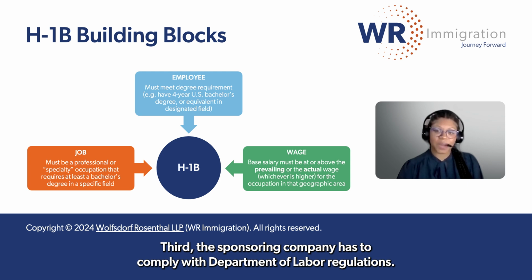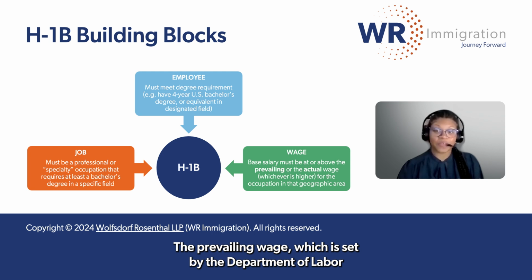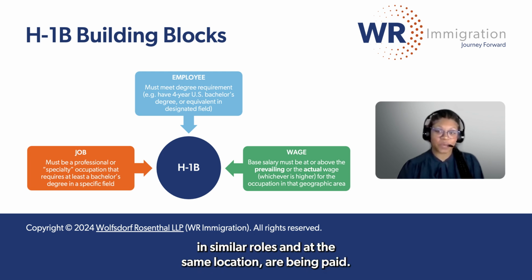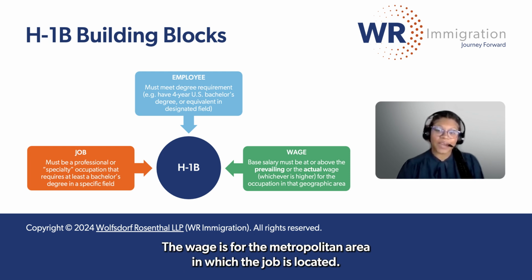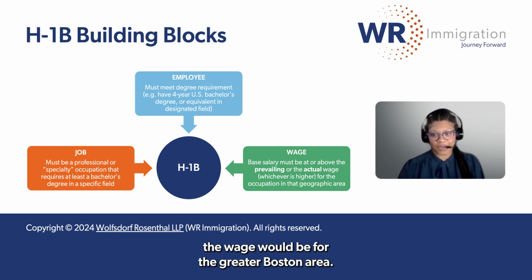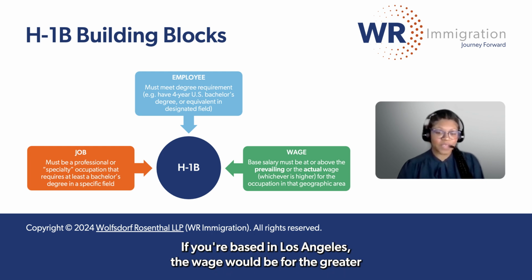Third, the sponsoring company has to comply with Department of Labor regulations. There are two wage requirements which must be met: the prevailing wage, which is set by the Department of Labor, and the actual wage, which is what other employees at the sponsoring company in similar roles and at the same location are being paid. The wage is for the metropolitan area in which the job is located. So, for example, if you're based in Cambridge, Massachusetts, the wage would be for the greater Boston area. If you're based in New York City, the wage would be for the greater New York City metropolitan area. If you're based in Los Angeles, the wage would be for the greater LA County area.